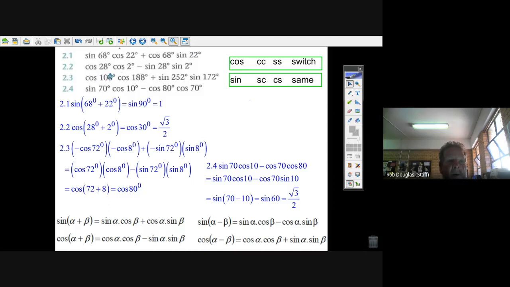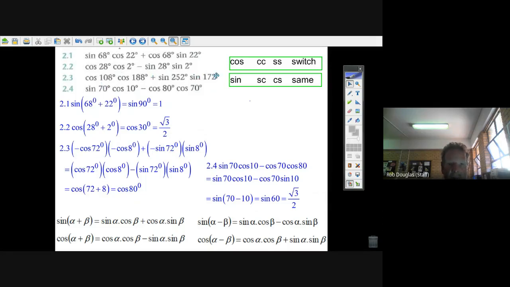Okay, the next question, 2.3 on page 195, is a little bit harder because you've got to change 108 degrees into the cosine of 72. You've got to find that reference angle and know with All Stations To Cape Town that it's negative 72. Cosine of 108 is 8 degrees past 90, so it's sine of 8 degrees, and cosine's negative in that second quadrant, so it's negative there. The cosine of 252 is 72 degrees short of 360 in the fourth quadrant. Sine's negative there.